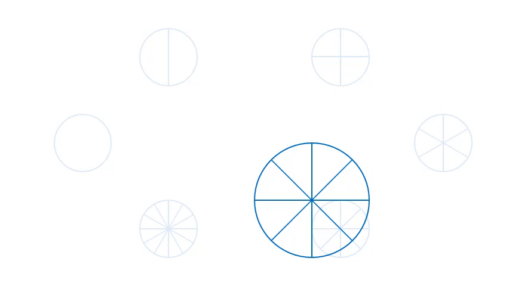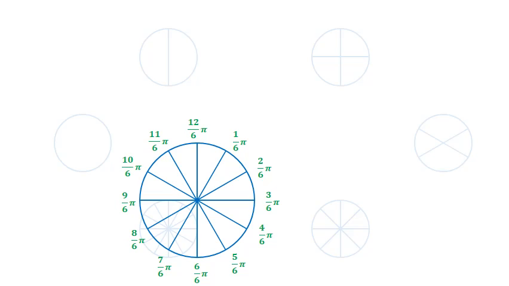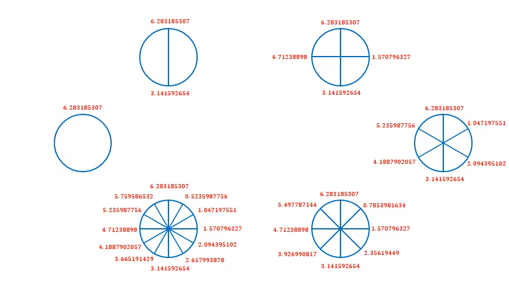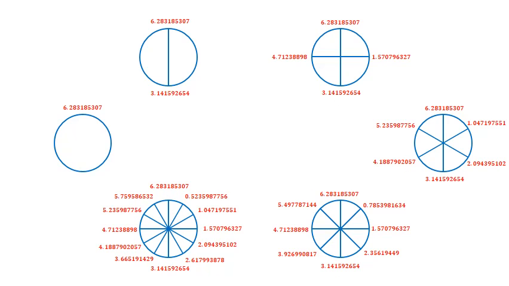A circle in eighths. The circle is split into 8, so put at each point pi over 4. Then count out 1 through 8. A circle in twelfths. The circle is split into 12, so put at each point pi over 6. Then count out 1 through 12. Now stop and appreciate that the repackaged radians are tidier than the wild radians.